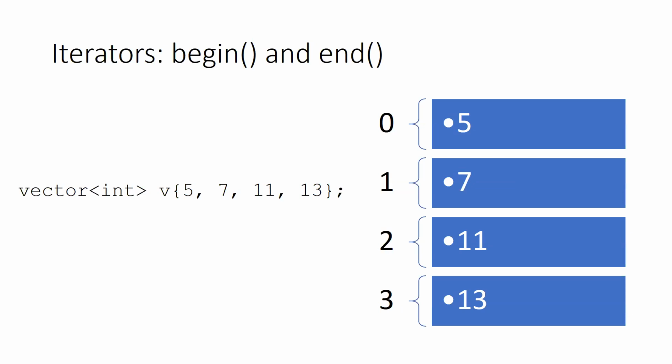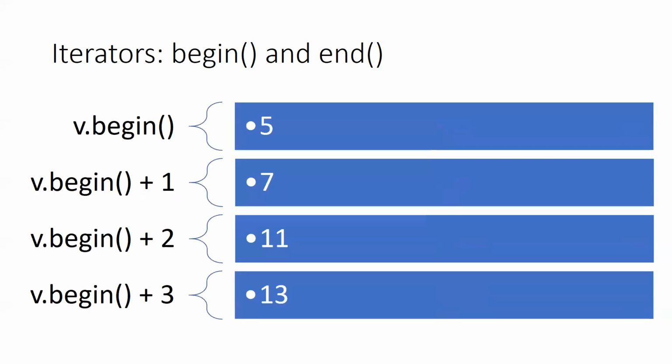I'm going to introduce something called an iterator. Iterators point to a specific place in a container. It's purpose-built for any container in the standard template library. Okay, so in this example, v.begin will always be talking about the first element in the vector, right? v.begin plus 1 would be the second, plus 2 would be the third, and plus 3 would be the fourth. Okay, so if you want to talk about 11, 11 is at v.begin plus 2.